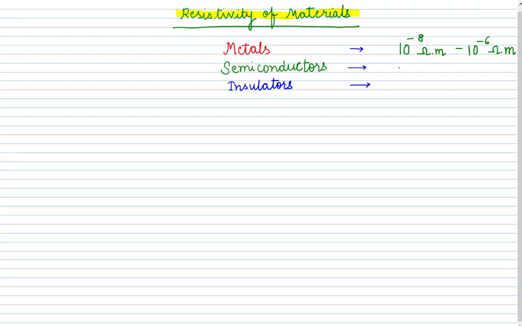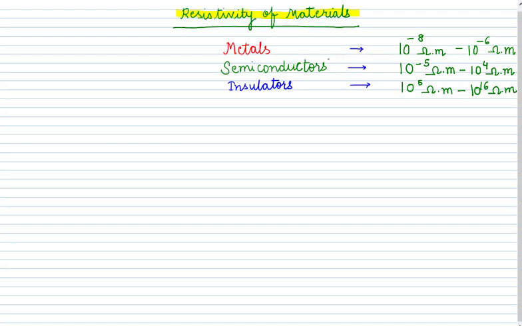If you come to the semiconductors, then their resistivity is also low but not as low as metals. It is 10 to the power minus 5 ohm into meter, and it may be as high as 10 to the power 4 ohm into meter. Now the last category is insulators, which are not at all conducting, so they have a very high value of resistivity, 10 to the power 5 ohm into meter to 10 to the power 16 ohm into meter.